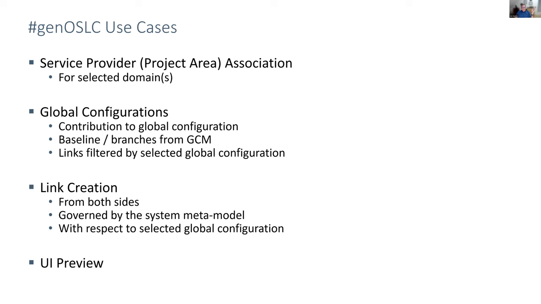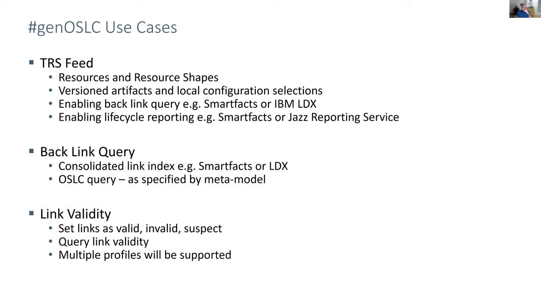UI preview, of course. The more interesting use cases are the TRS feed. We support a full TRS feed. You implement the tool adapter interface and you get from that a full TRS feed, including resources and resource shapes. I've already mentioned that resource shapes include the ability to customize all of your predicates, as well as versioned artifacts and local configuration selection. It also enables backlink query via a link query facility such as IBM's LDX, or SmartFax, which has its very own link query facility. And it enables lifecycle reporting via SmartFax or the Jazz Reporting Service.